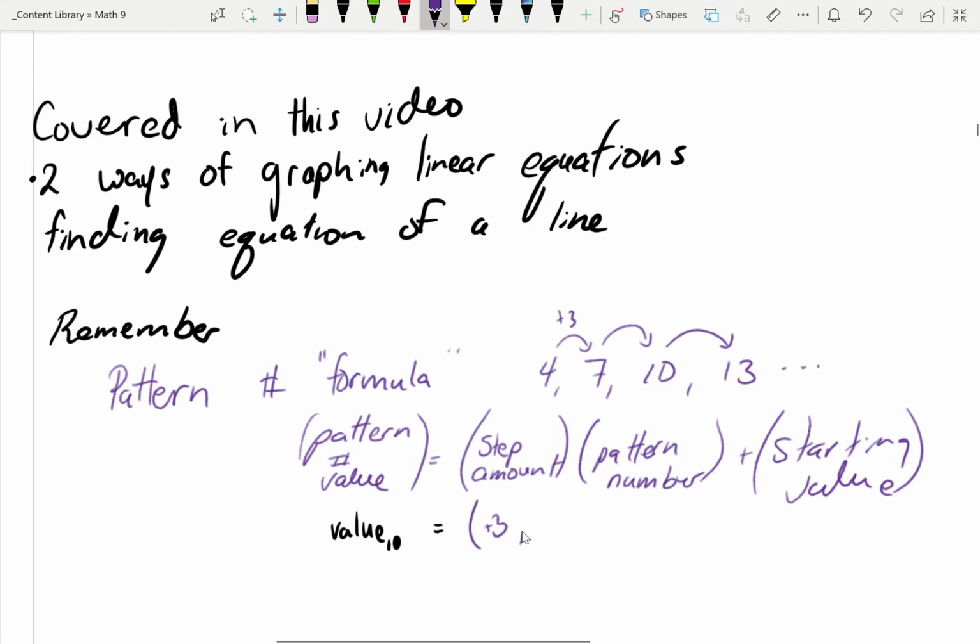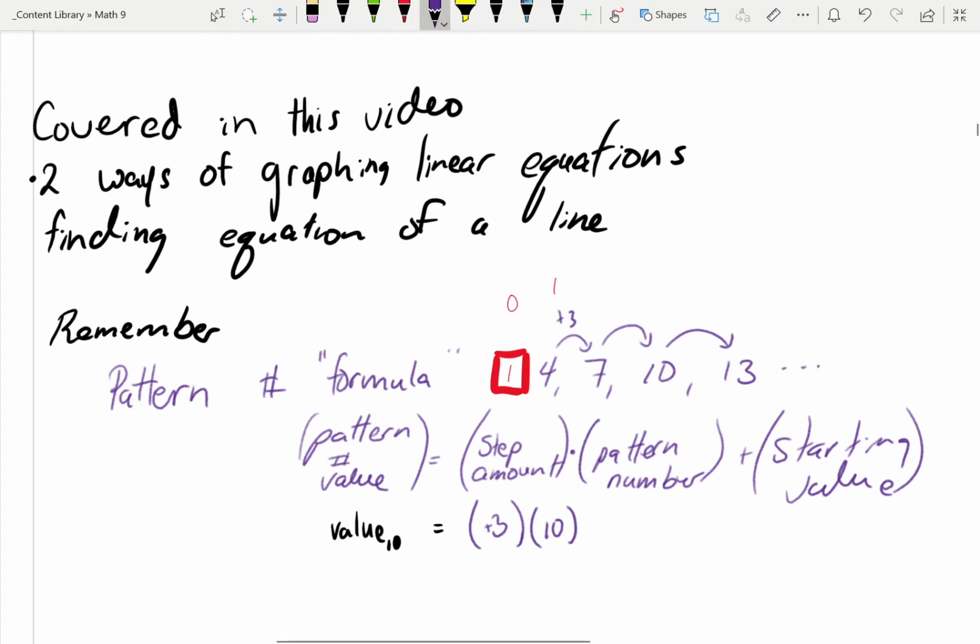So in this case, I have positive 3, and then times the pattern number. So this is a multiplication. In this case, I want to know the 10th, so I'm going to multiply by 10. And then finally, there was this starting value, which I had said was actually the value before our starting one. Because if you think about it, when we count, this is pattern number 1 when we start at 4. So what did I start from if I go up by 3 each time? Well, I would be starting to count from 1. So this would be my pattern 0 value.